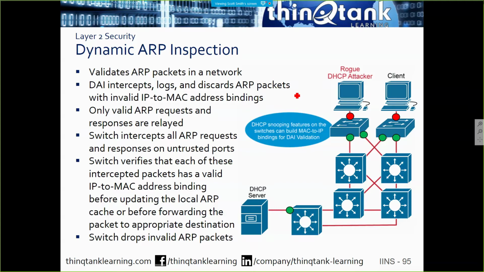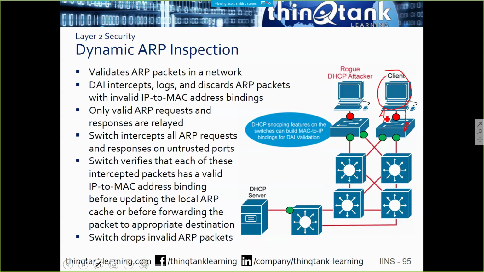I've got a client connected to this network. All right. And let's say that client plugs into the network. The first thing typically that client is going to do is a DHCP discover. Agreed? So it's going to send out a DHCP discover. It's going to be assigned an address from the DHCP server.